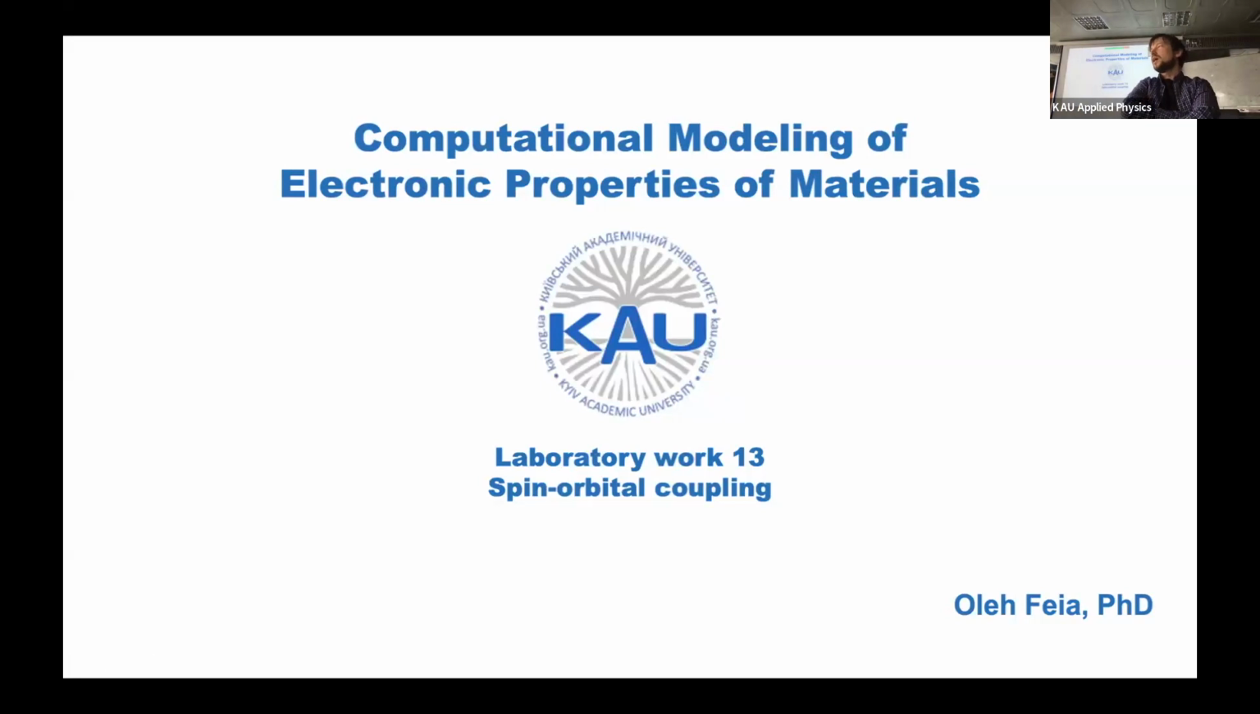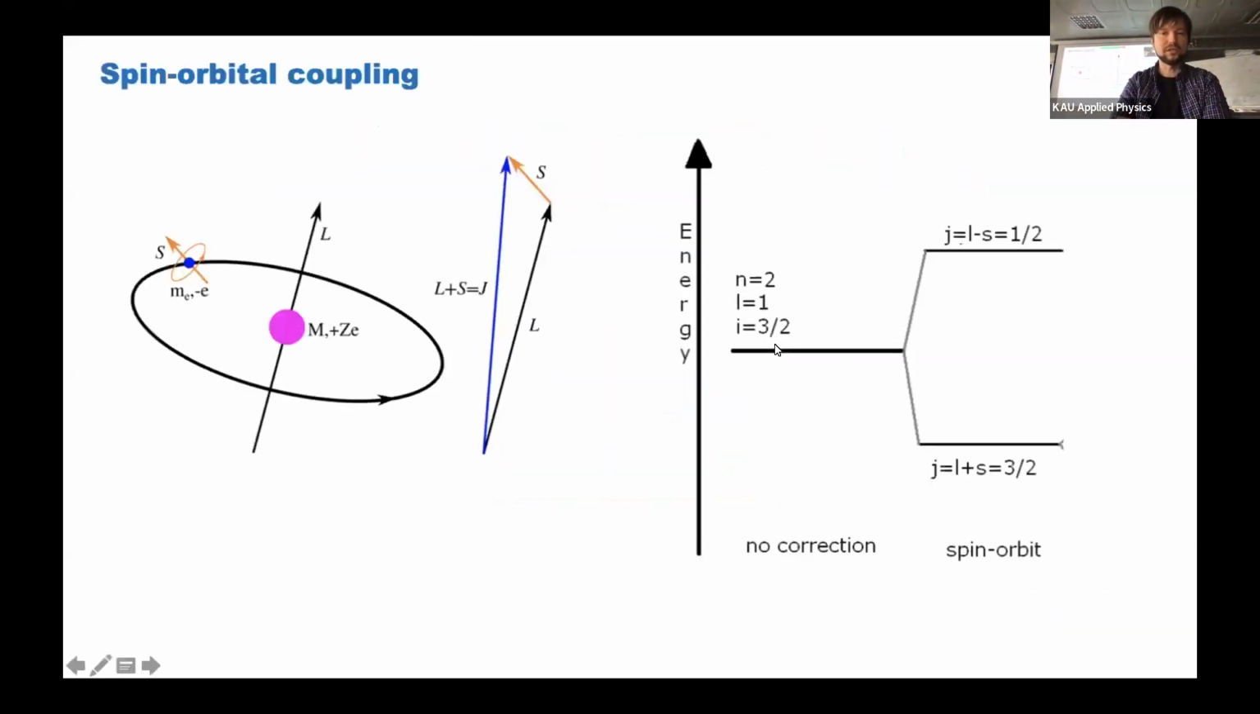So what will happen if we allow spins not to have only up and down directions, but any direction which they can take? Today we will consider non-collinear calculations, and I'll show you the effect which is called spin-orbit coupling. So what is this effect?